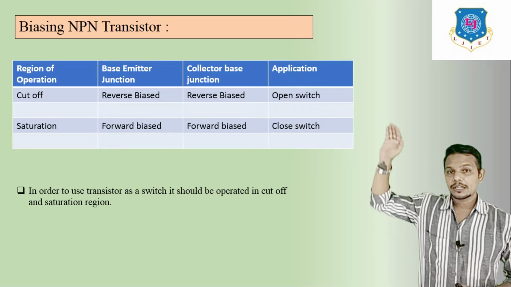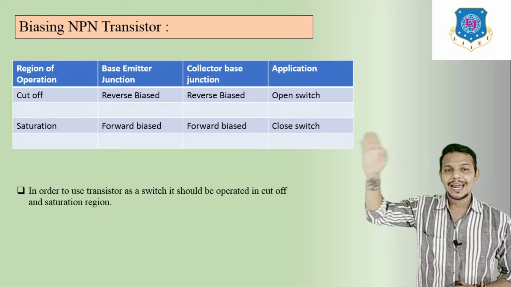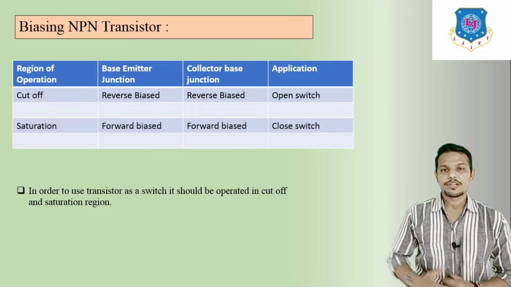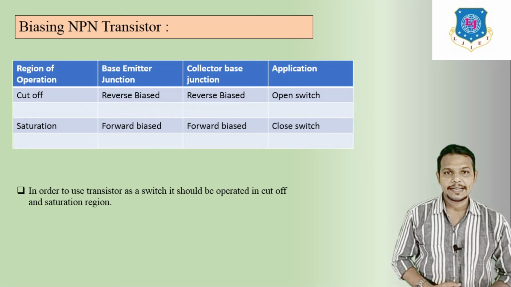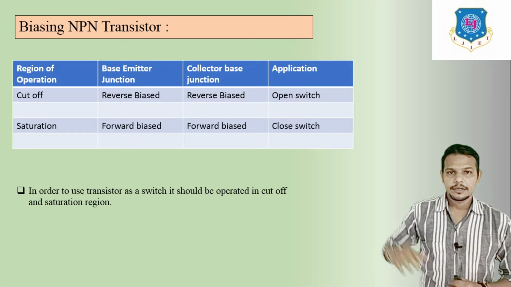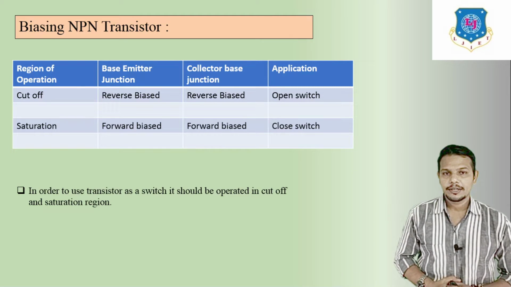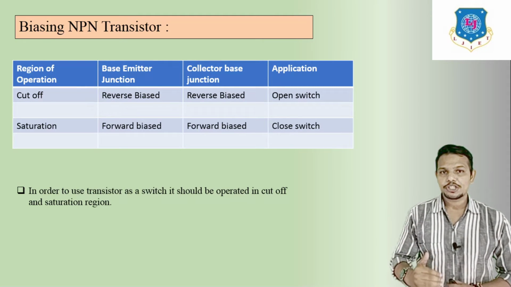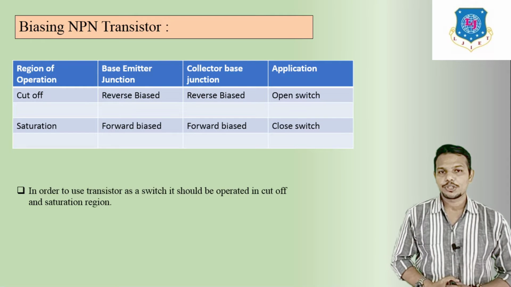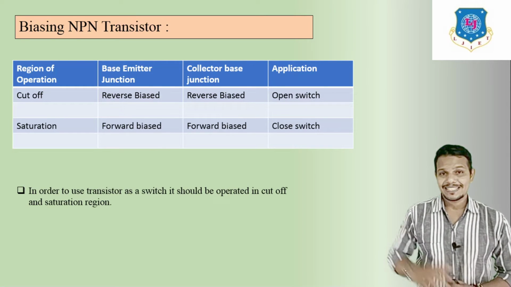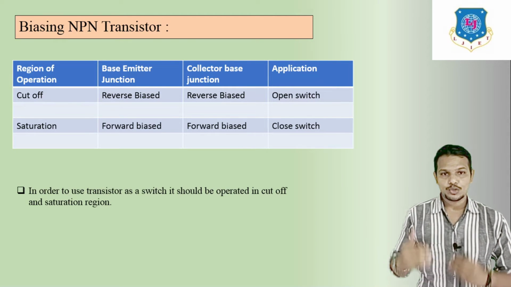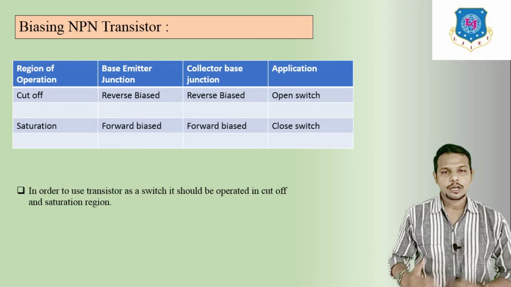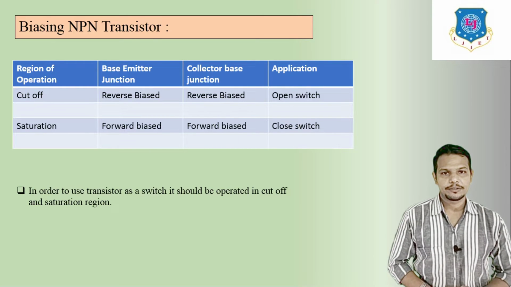If the transistor is in the cutoff region, then the base-emitter junction and collector-base junction should be reverse biased, and its application is an open switch, as we can see here. In the second region of operation, the saturation region, the base-emitter junction and collector-base junction should be forward biased, and its application is a closed switch. That means to use a transistor as a switch, it should be operated in the cutoff region and saturation region.